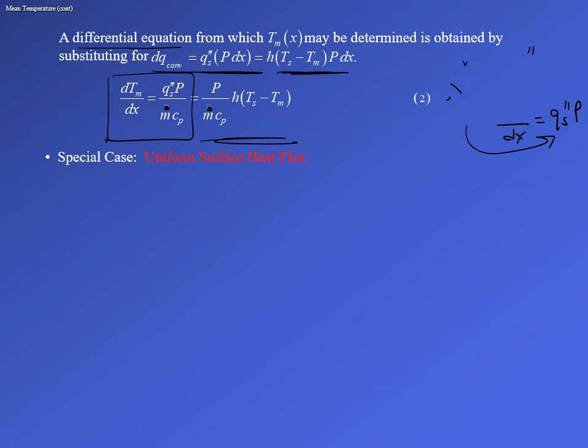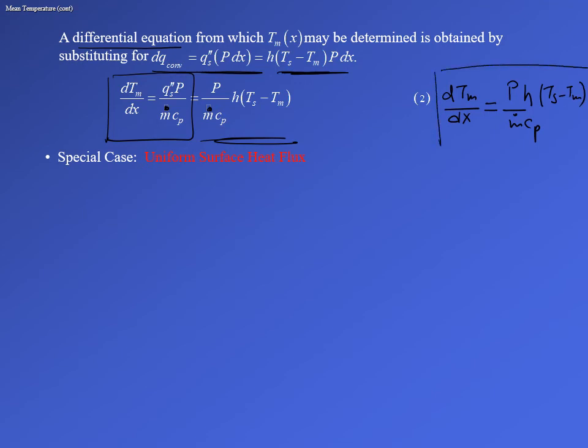let's erase this. So the differential equation we have to solve is dTm by dx. Remember, it's an ODE because Tm is only a function of x. It's not a function of r because it has been defined in such a way so that we integrate things over r. So perimeter is a constant. It's a constant cross section pipe. h is a constant, and we have Ts minus Tm. Now h is a constant for a fully developed flow. If the flow is not fully developed, then h may not be a constant. So this is the equation.